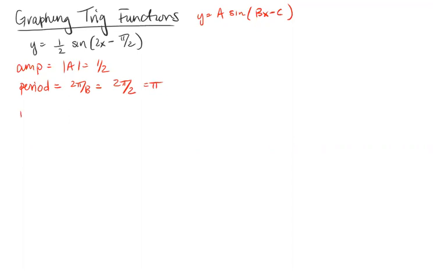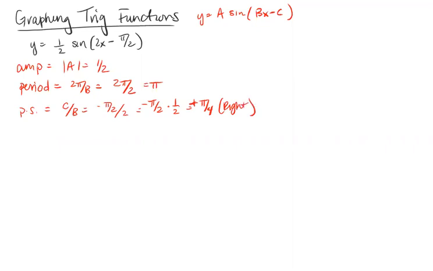And the phase shift is c over b, paying attention to direction here, but this would be negative pi over 2 over 2, which is negative pi over 2, divided by 2, which is the same thing as multiplying by 1/2, which gives us negative pi over 4. Because of that, the shift, that negative inside, is actually going to shift things to the right. So we're going to make this plus, and we're going to write that this is to the right, pi over 4.